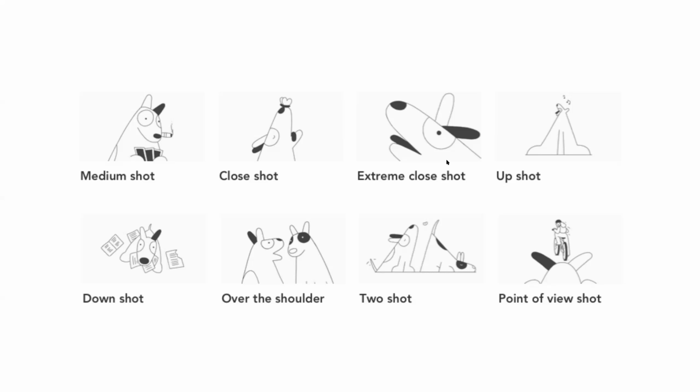And then lastly, your point of view shot. This is first person. We're usually putting ourselves in the view of the character here. So this is really about understanding their state of mind and getting to know them on a personal level.